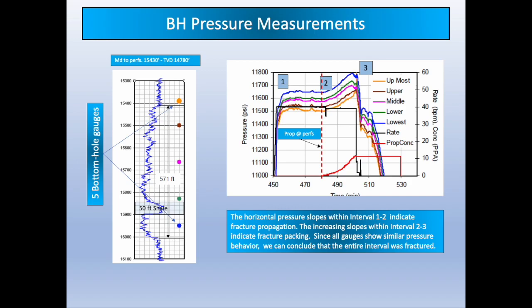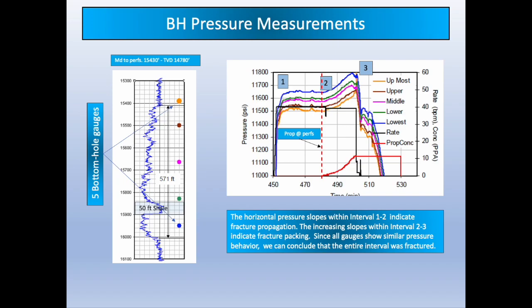The left plot shows the gamma ray for this well. It shows two sands separated by a 50 feet shell within the 571 feet perforated interval. Five bottom hole pressure gauges were placed within the perforated interval.